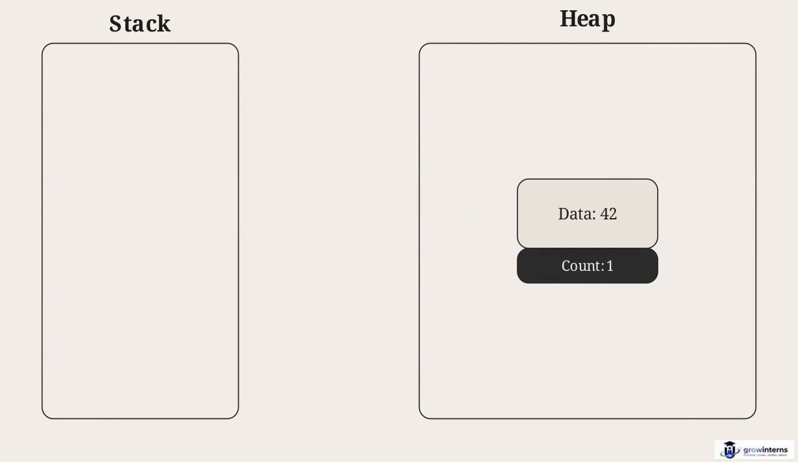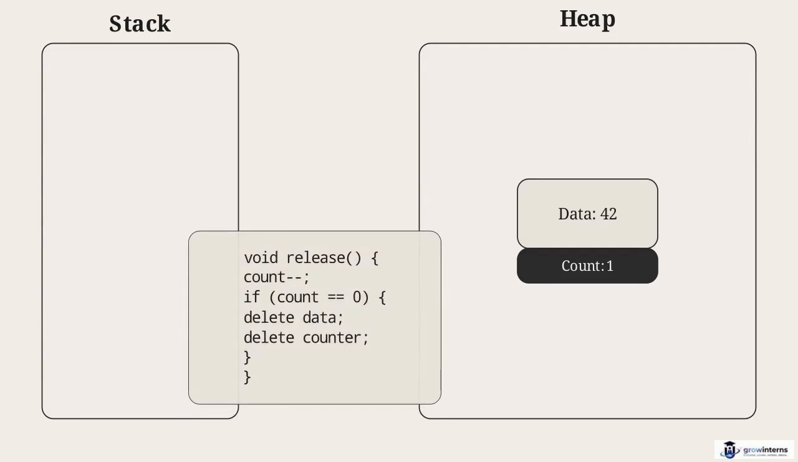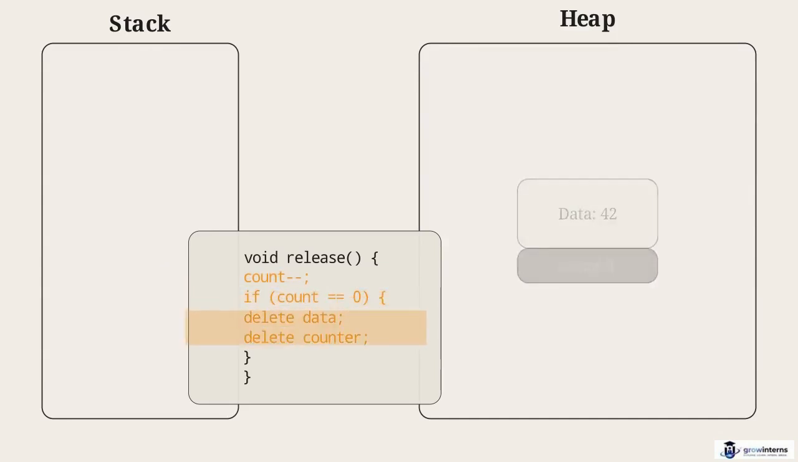Eventually, a variable will go out of scope or be destroyed. This is where the smart pointer has to decide if it's time to delete the underlying data. Take a look at this release function. Think about the logic required here. What specific check must we perform before we can safely call delete on the raw data?